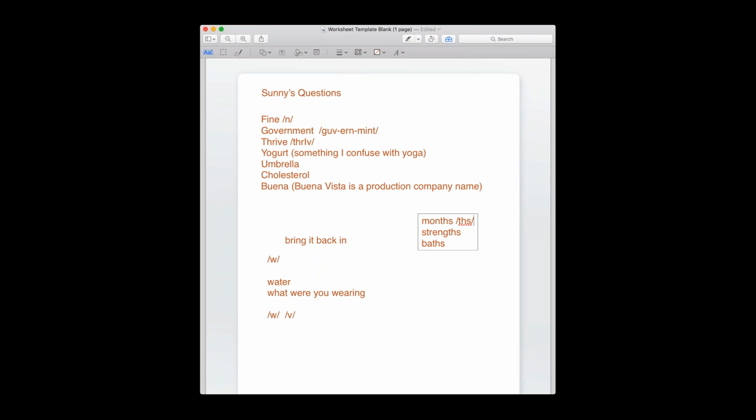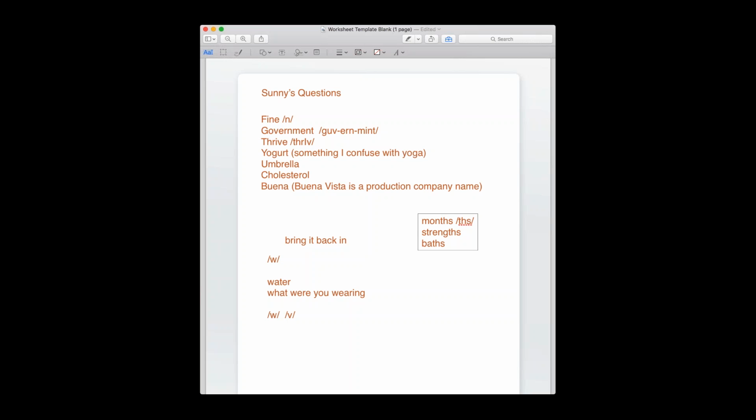Months. Months. Yeah, that sounds good. Can I just say months with T? Yeah. Yeah, so strengths and baths. Yeah. That actually works just as good. So if that THS sound is a hard one to get, months, and kind of having a T sound instead of the TH sound sounds close enough that most native speakers probably say it that way anyway.